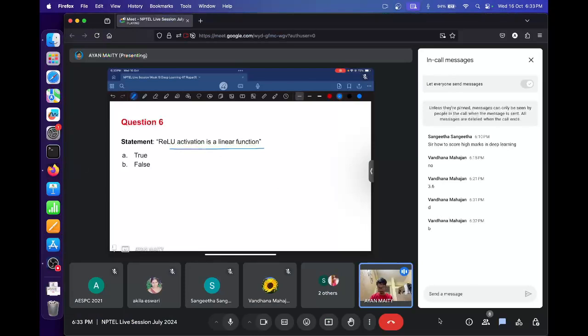The correct answer is false. The ReLU activation function looks something like this. There are two linear segments in the whole ReLU function, but overall this is not one straight line that we can call a linear function. So this is not a linear function, and it can bring non-linearity into the neural network. So the correct answer is false, B.